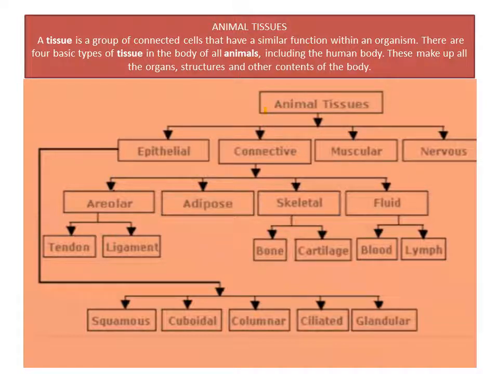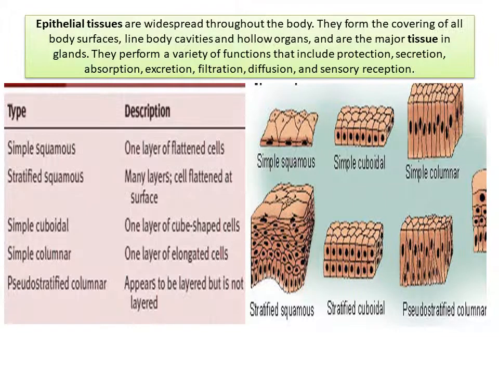So children, this is about different types of animal tissue. Let's know more about these types of tissues. Epithelial tissue. You know children, this is the outermost covering of most of the organs in the animal body. They are most widespread and they cover the body surfaces. They line the body cavities of hollow organs. They perform a variety of functions.